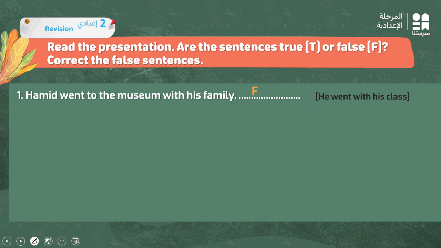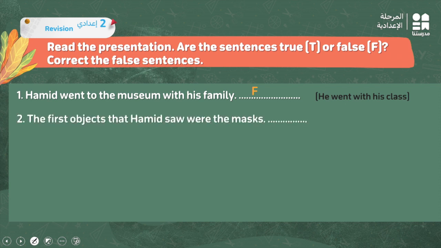So here, number 2. The first objects that Hamid saw were the masks. Is this true or false? It's false. So what were the first things he saw? He saw some big statues first. قلنا إن هو أول حاجة شافها the statue of Ramses II.